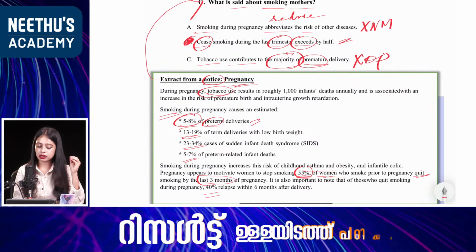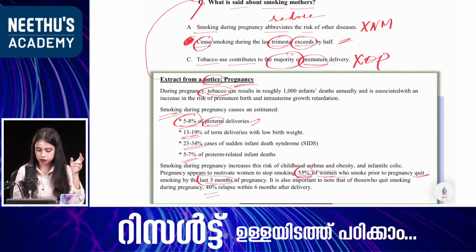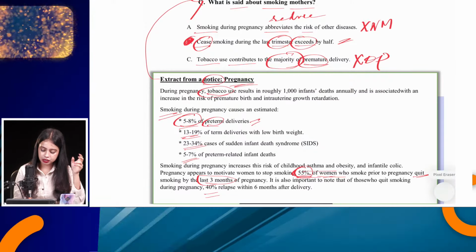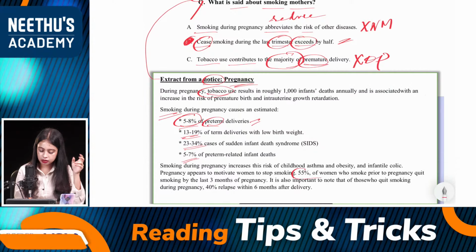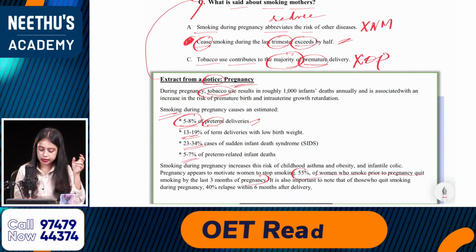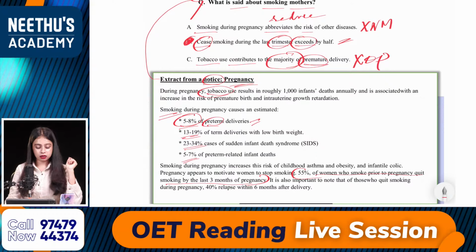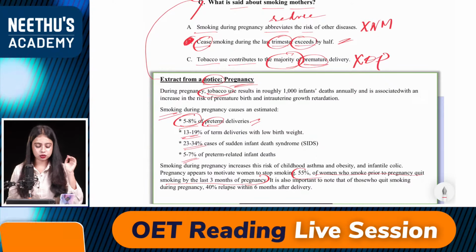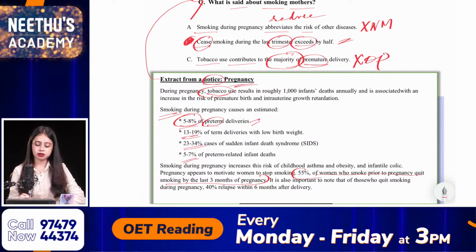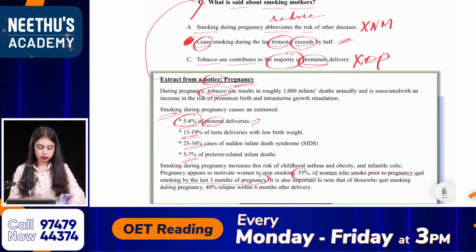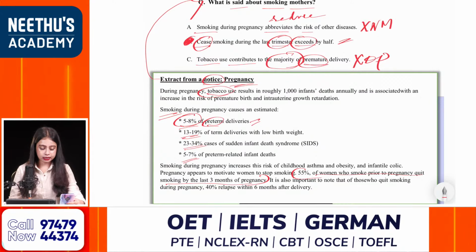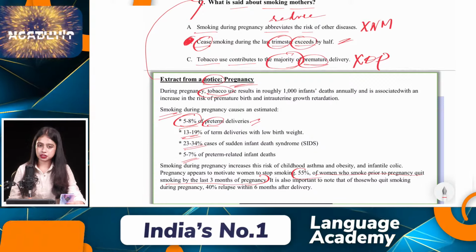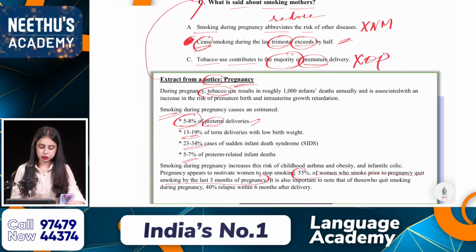Cease smoking during the last trimester exceeds by half. That means it is exactly paraphrased in this line. I'll mark the line. See, this is the exact line. Clear? So that's all about option B. Yes, B, 55% back to smoking, and not the majority. Quit smoking, those are the keywords.